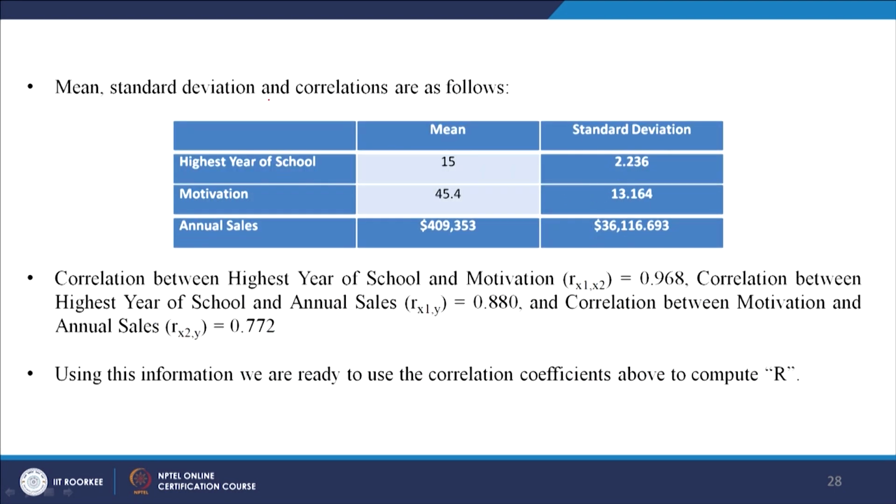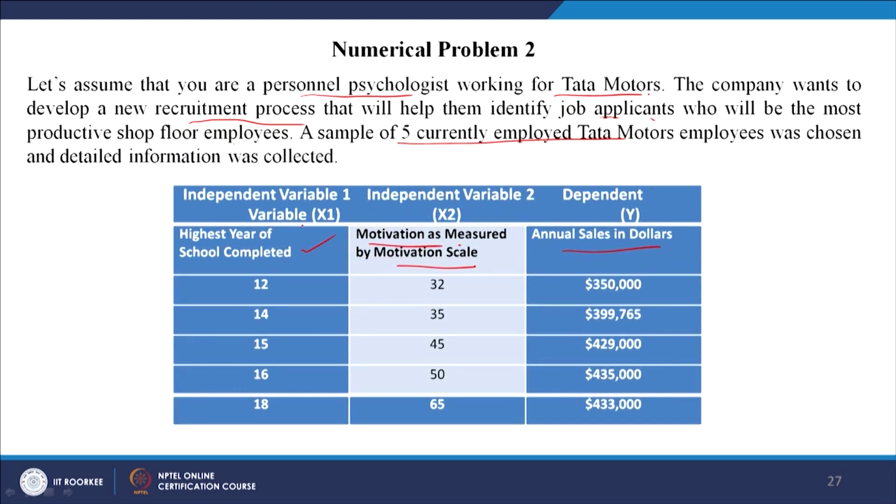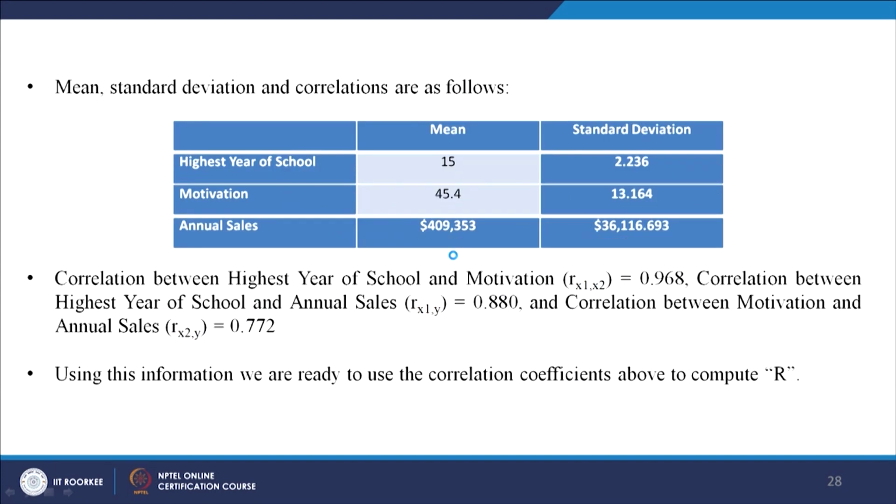So the mean, standard deviation and correlations are given. For highest year of school the mean is 15, the mean for motivation is 45.54, and the sales mean is this much. The standard deviation is also given to you. Now, the correlation between highest year of school and motivation, x 1 and x 2, school and motivation, right, is this much. The correlation between year of school and sales is this much, and the third, the correlation between motivation and annual sales, is this much, right.